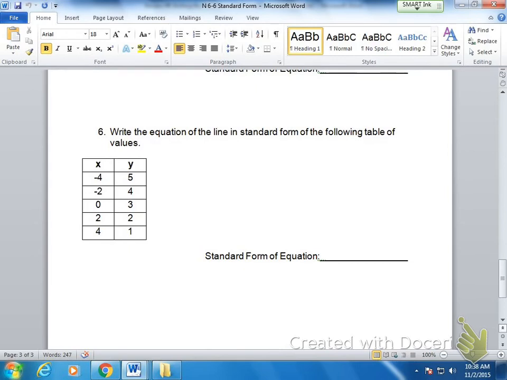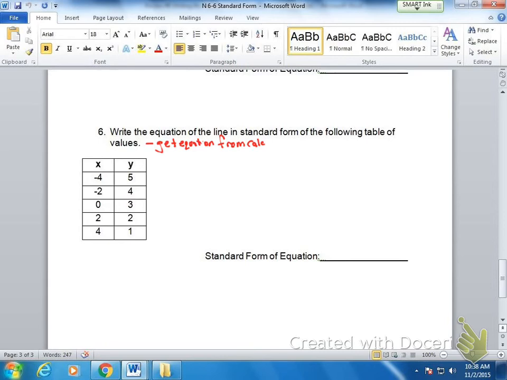Now, number 6, we kind of have a shortcut we can use. It says write the equation of a line in standard form of the following table of values. Now, before we did this, we'd probably have to find if there's a constant rate of change, the change in y over change in x. But yesterday, we learned something important about the calculator, so here's what I'm going to say. Get equation from the calculator. Once we have the equation from the calculator, we can then put it into standard form.